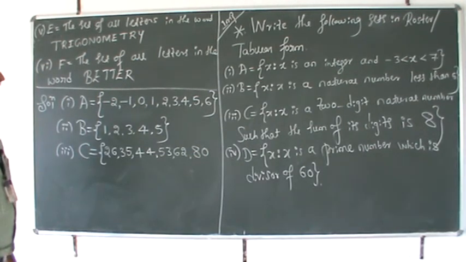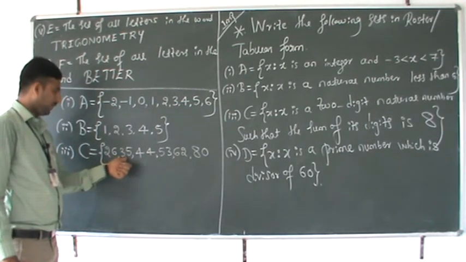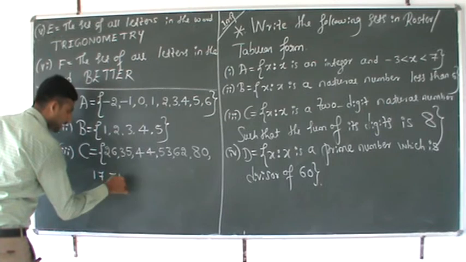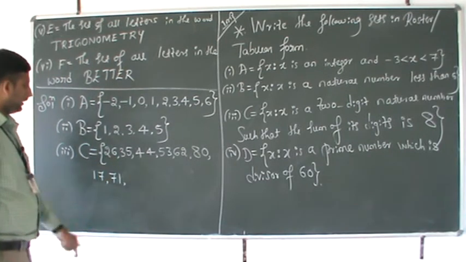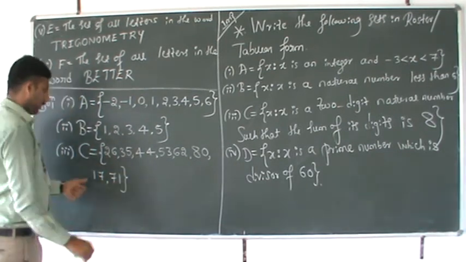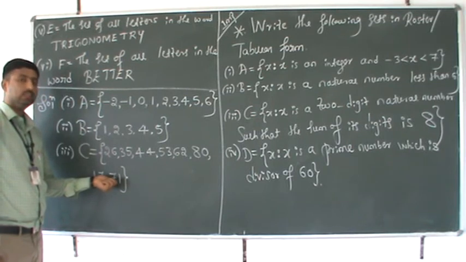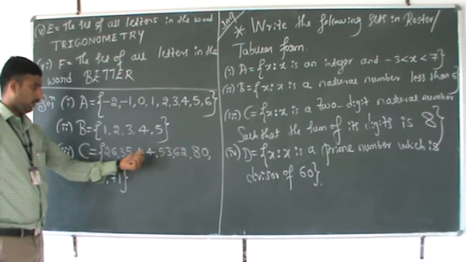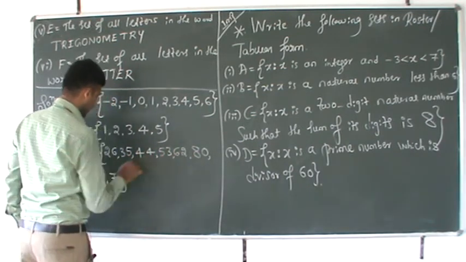X is a 2-digit natural number such that the sum of its digits is the same. Correct? 26, after that 35, 44, 53. Next, another one comes, 71. Correct? 71. 17 and 71, you understood in the first line. Next, 26 and 62. Next, 35 and 53. 44 comes only once. Then 80. How many are there? 1, 2, 3, 4, 5, 6, 7, 8.